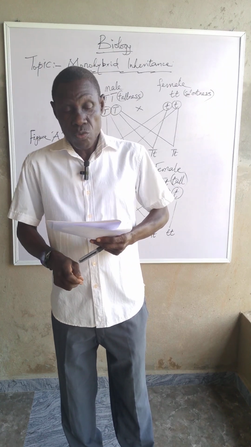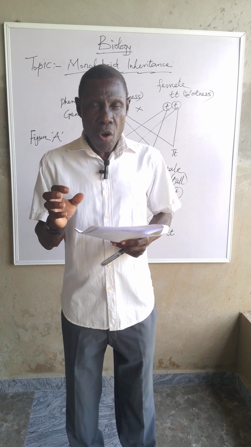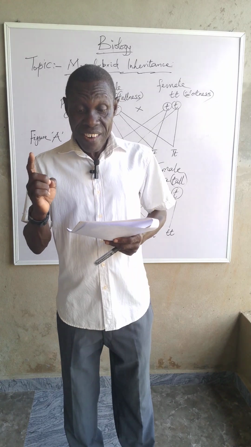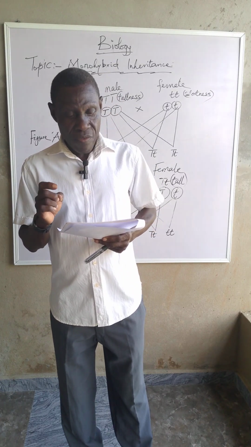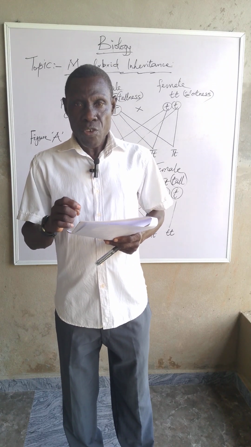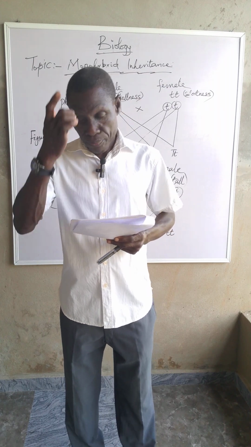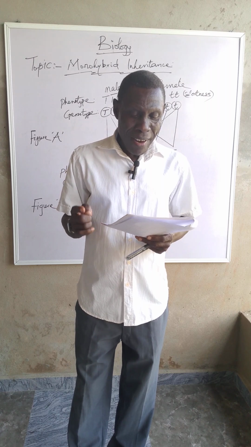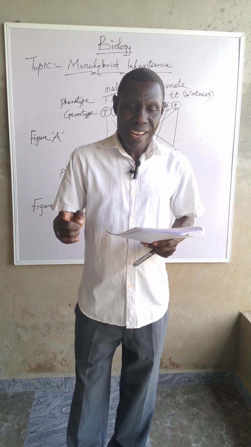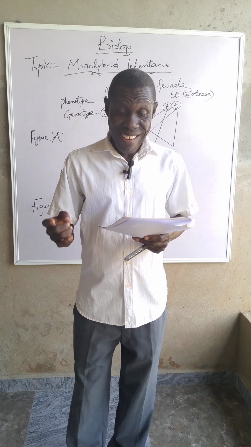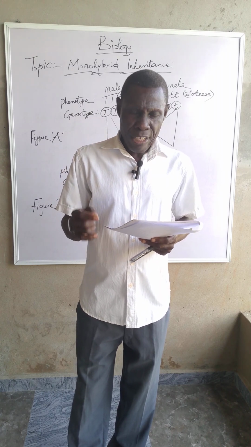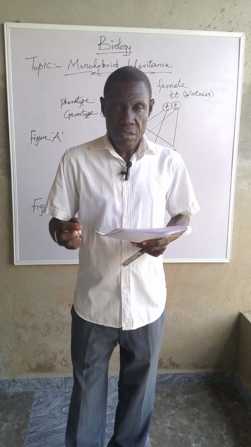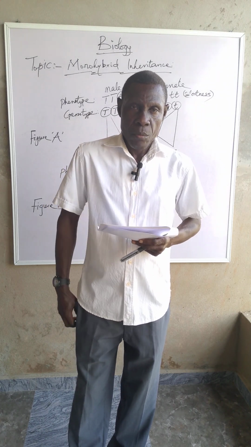Stage one, what did he do? He planted all tall pea plants for several years and discovered that the plants produced were all tall plants. In the same way, he planted short pea plants for also several years, and he discovered that all the plants produced were short pea plants.